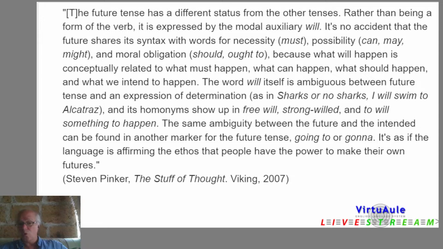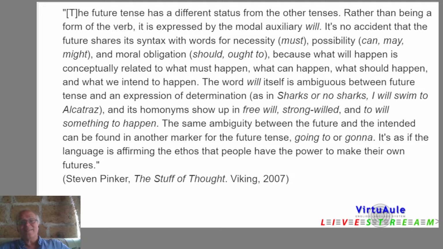I would also add could here to that list. And moral obligation: should, ought to. He could also add had better, is supposed to. Those are other ways of implying moral obligation. Because what will happen is conceptually related to what must happen, what can happen, what should happen, what we intend to happen. So he's using a lot of words here to say basically all of these modals can also express the future.